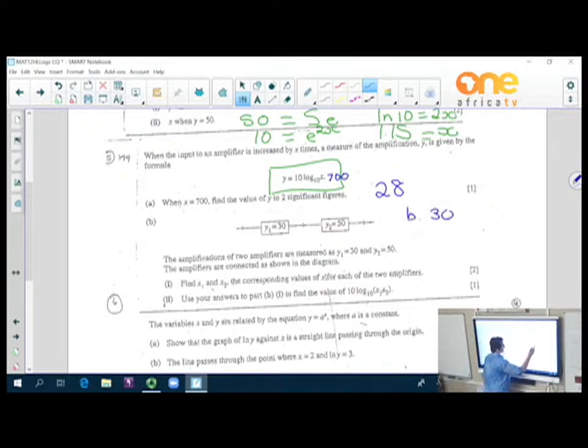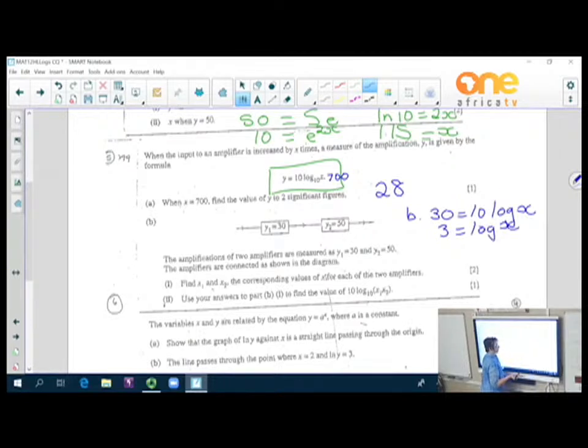So 30 is equal to 10 log x. I don't need to write base 10 there. What's important is that you will divide with the 10 first. So 3 is equal to log of x.